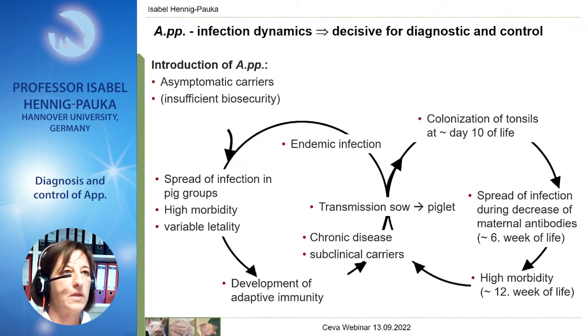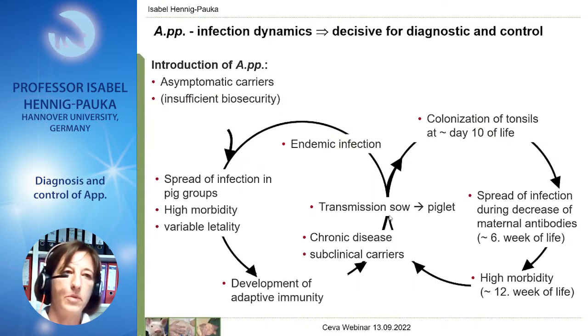At the very first beginning, you might have had an introduction of APP by asymptomatic carrier pigs, then a spread in pig groups with sometimes high morbidity and variable lethality until the pigs develop immunity and became subclinical carriers. And then you have this endemic infection.